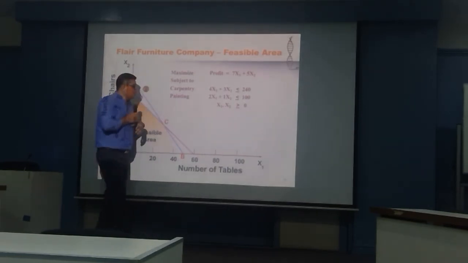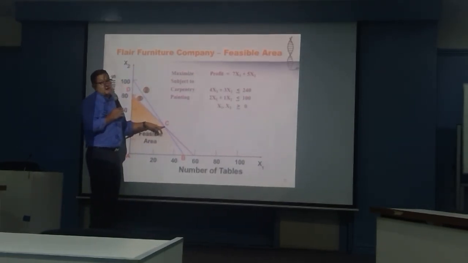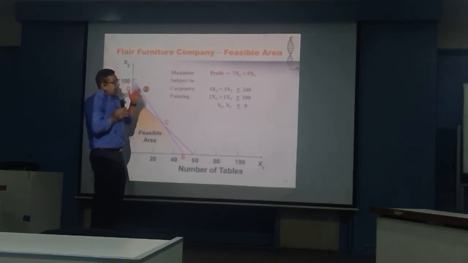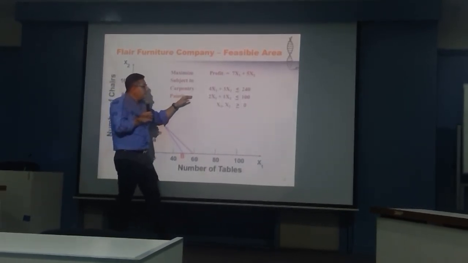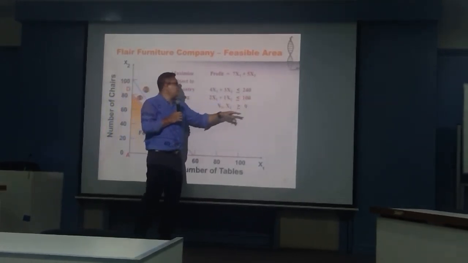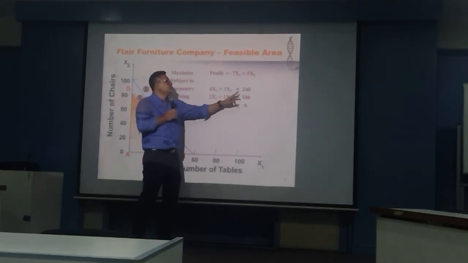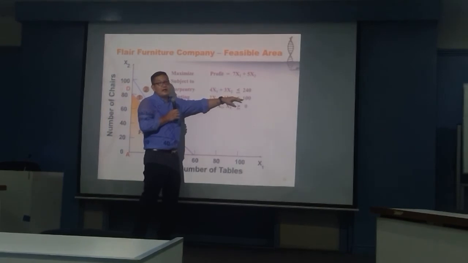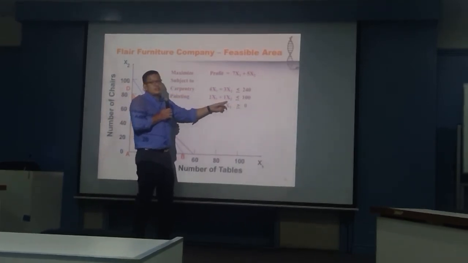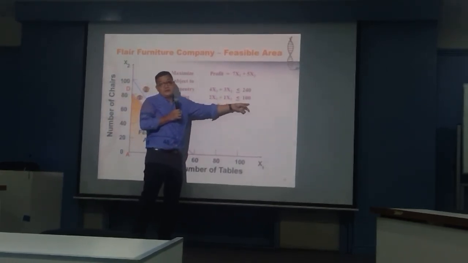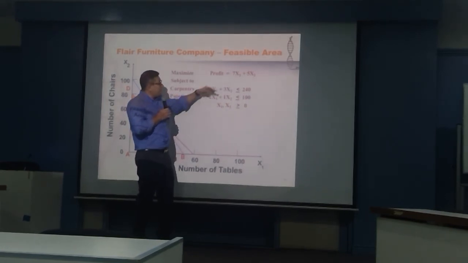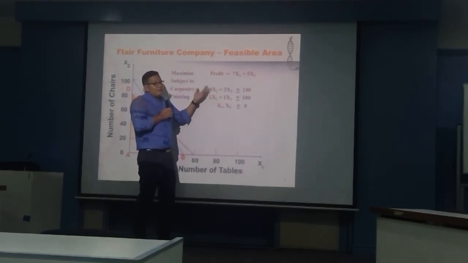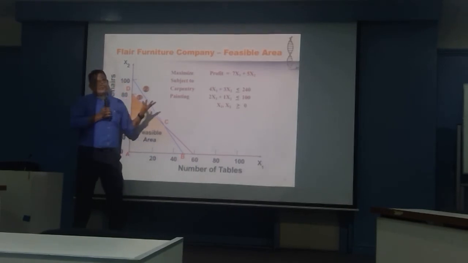For example, in this case, I try to find the coordinates of point C. Suppose I multiply the second constraint by 2. We're going to have 4x1 plus 2x2 equal to 200. Then I use the first one and the second one, subtracting, and we get x2 equal to 40. Then we substitute x2 equal to 40 into the first or the second constraint, and you find that x1 will be 30.